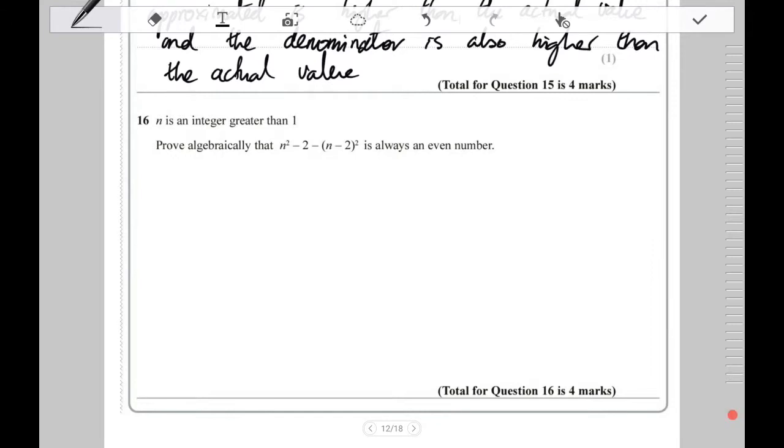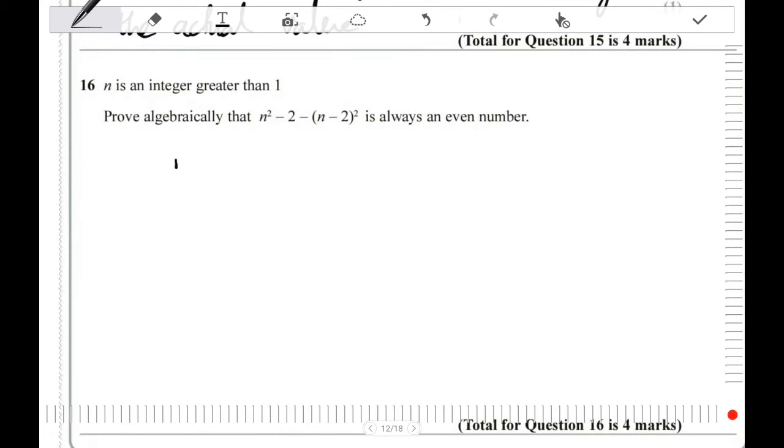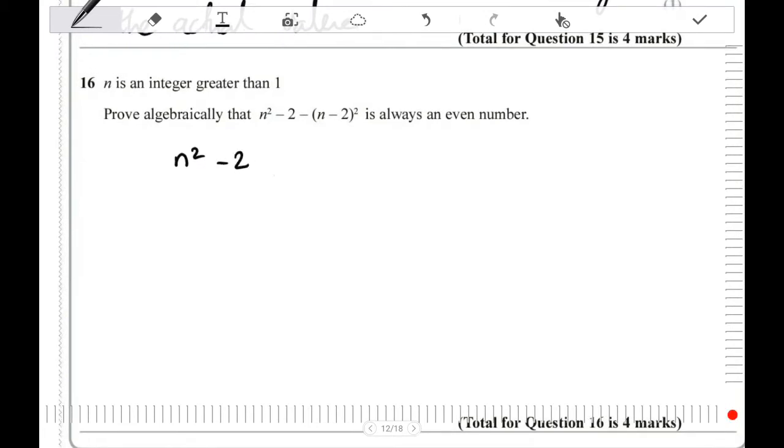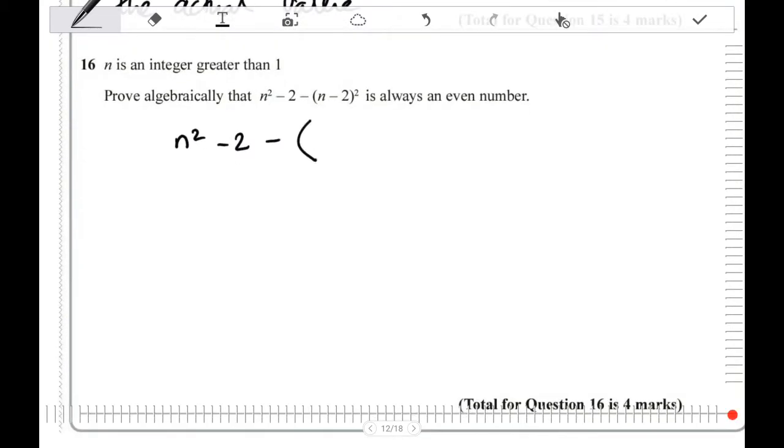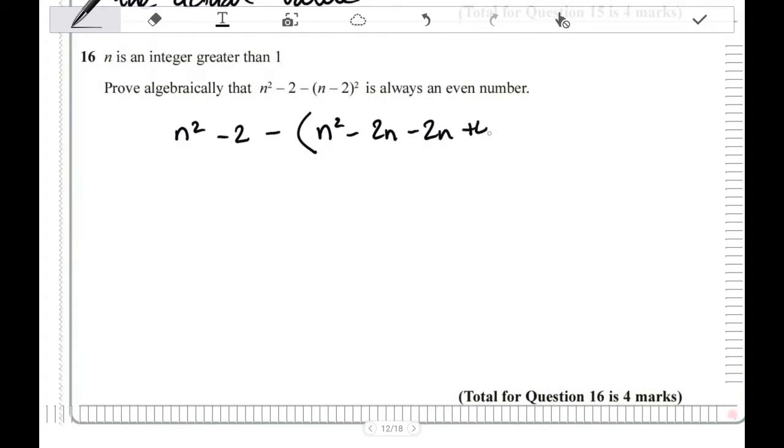So what we're going to do is expand the brackets. So we already have n squared. So n squared minus 2 minus, and I'm going to expand as follows. The trick here is always to bear in mind the negative sign. That's why I'm putting it in brackets, because although I'm expanding the bracket, I'm still going to keep it in some form of bracket. So n squared minus 2n minus 2n plus 4.